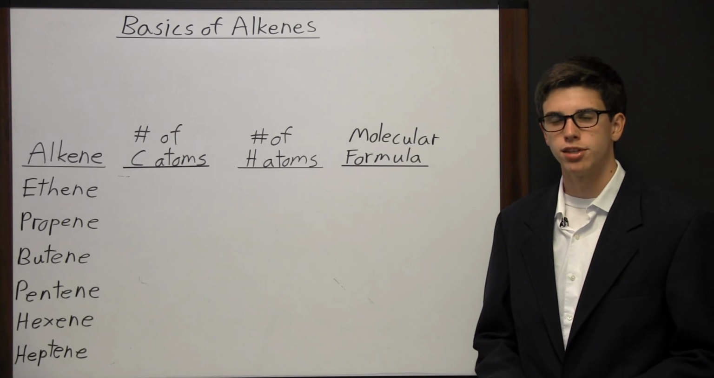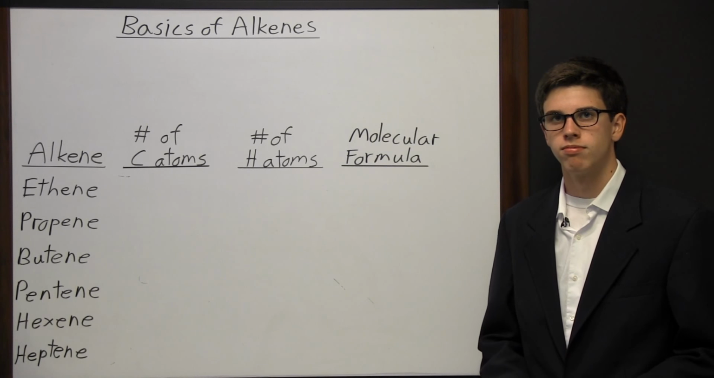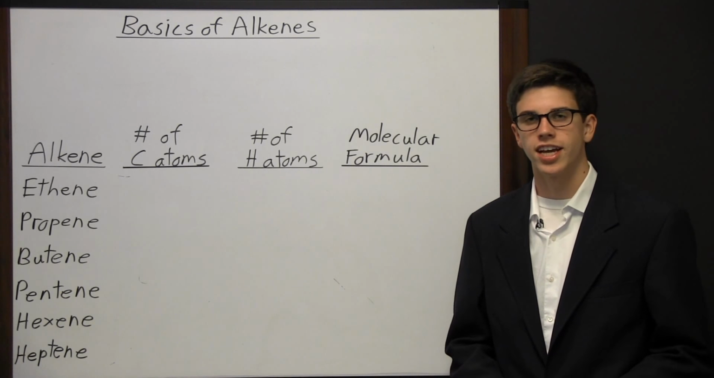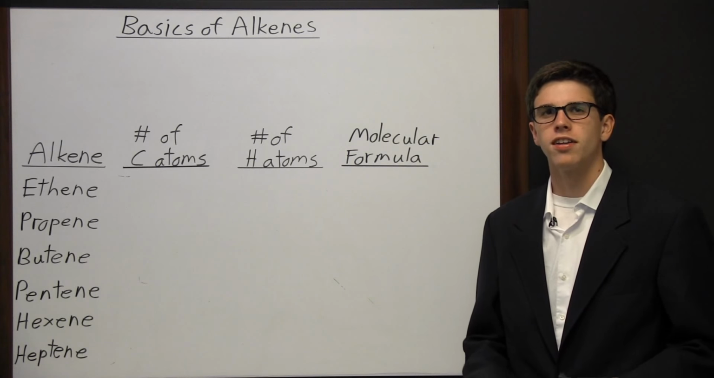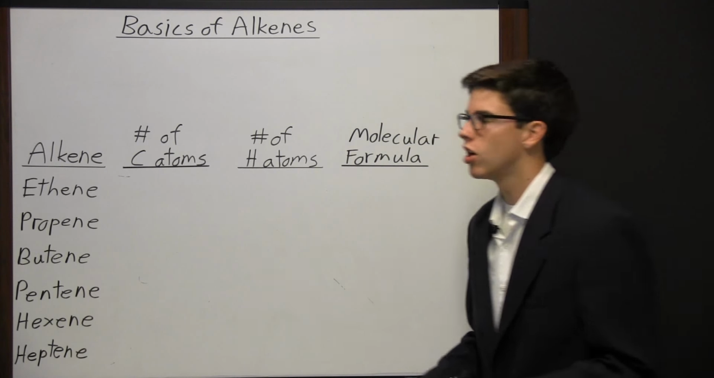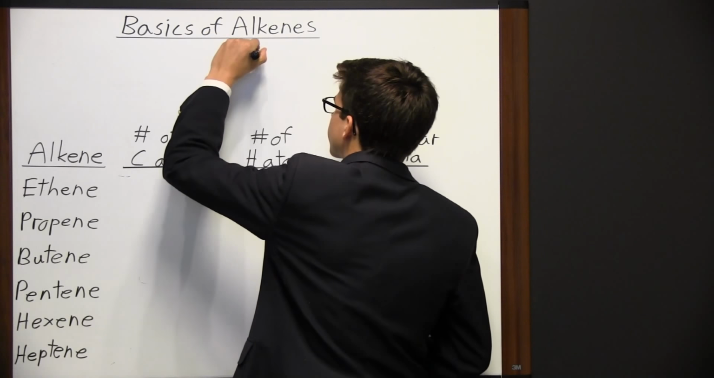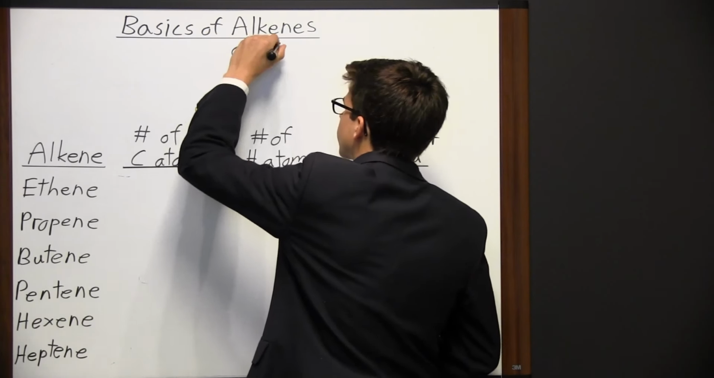MCAT Organic Chemistry. Hydrocarbons that contain two hydrogen atoms less than their corresponding alkanes are called alkenes, or we could also call these olefins. Now, they have at least one double bond and are thus unsaturated carbon compounds. Their general formula is C with subscript N, and then hydrogen with subscript 2N. So this is the general formula for all alkenes.